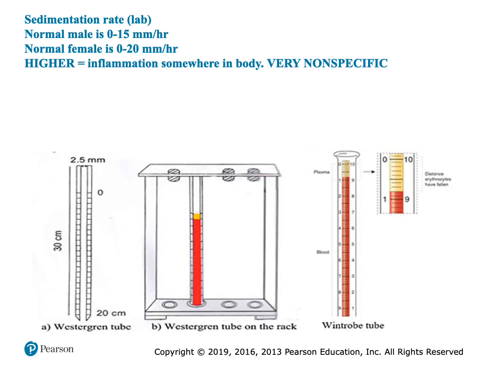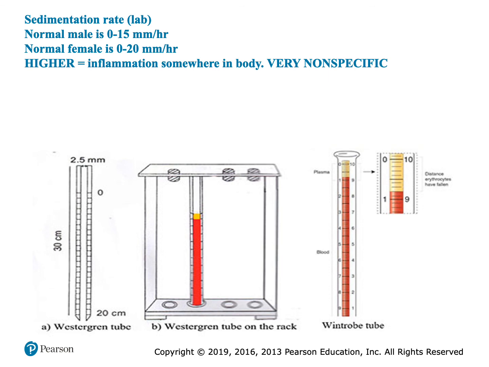This test is from lab. It is very nonspecific, but they actually still run this. These numbers here are from your lab book, so you do need to know these numbers. So what they'll do is they'll set up your blood in this tube and then let it set there for an hour. And then we'll see how much of the elements have settled down in the hour.